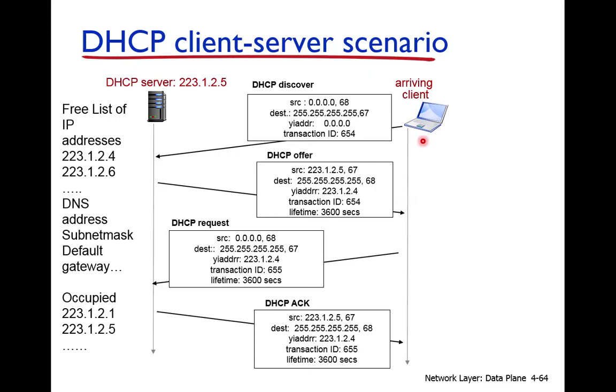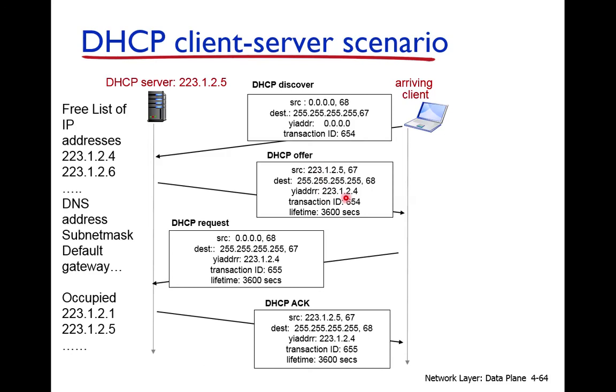Suppose this IP address is assigned to the machine and after 60 seconds the host gets disconnected, switched off. When this lifetime is expired, the host will not renew it. If the host doesn't renew it and the lifetime is expired, then the DHCP server will come to know that that IP address, that machine, doesn't exist anymore.